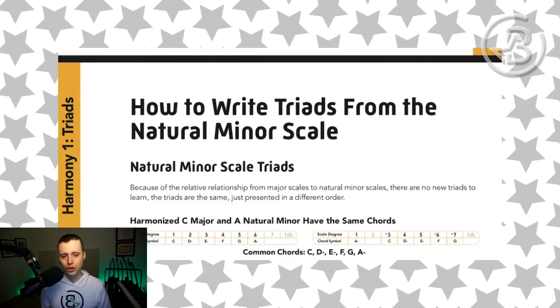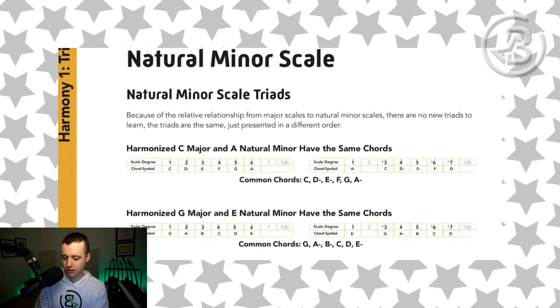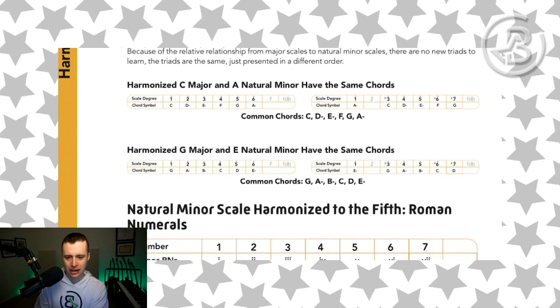In this lesson, you are going to understand how to write triads from the natural minor scale. So, as you learned in the last couple of lessons, when we harmonize a major and a relative minor scale, we get the same exact chords, just in a different order. In the same way that when we have those scales, when they're not harmonized, they have the same exact notes. They share the same notes, just in a different order.